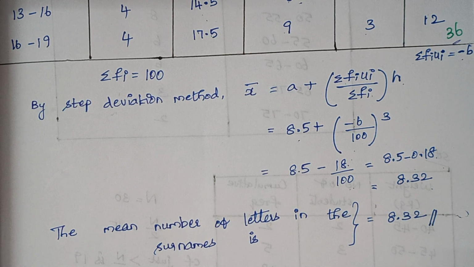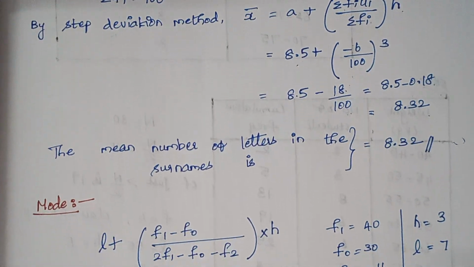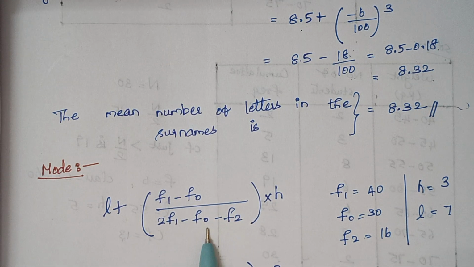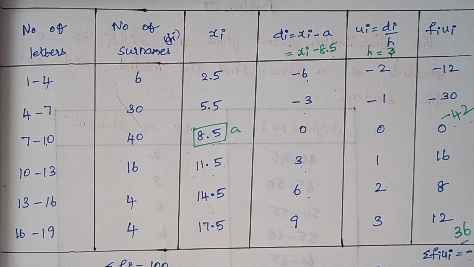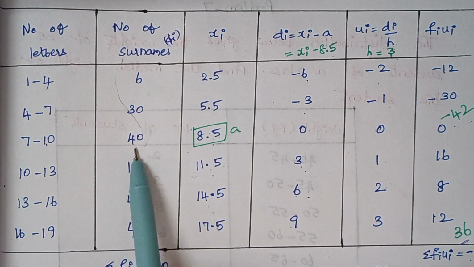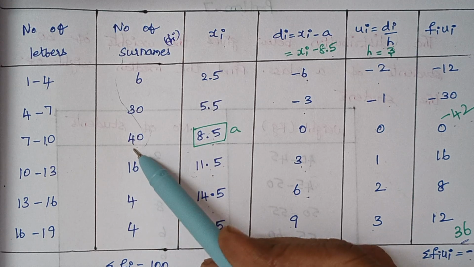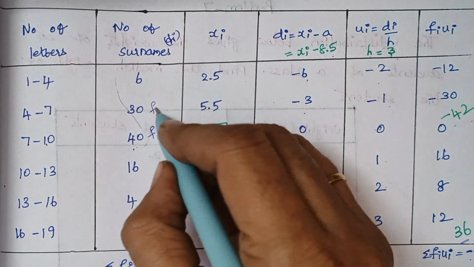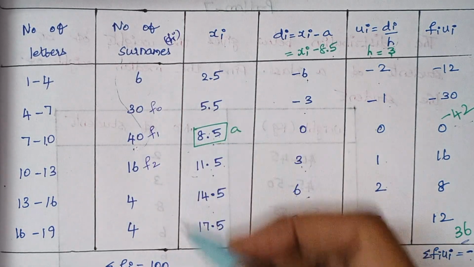Now we will proceed with our mode. So here mode is given by L plus F1 minus F0 divided by 2F1 minus F0 minus F2 into H. So here again we can have the same tabulation and we can pick all these values. Regarding mode, we should select the highest frequency or maximum frequency. In these frequency values, the highest frequency value is 40. So this is your F1. Obviously, F0 is 30 and F2 is 16.